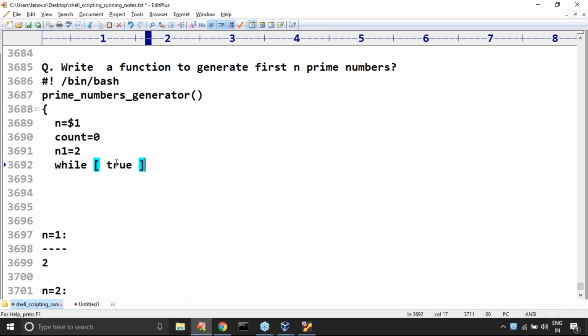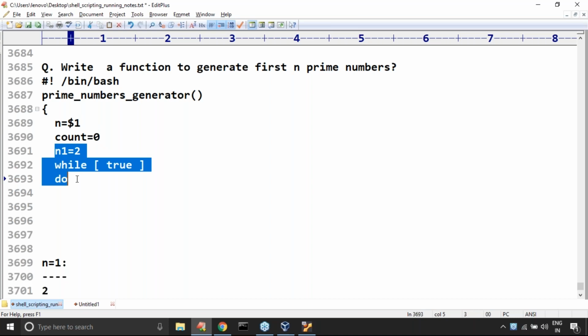I'm taking while true. How many times is this while loop going to execute? Infinite times. Now my requirement is, every time, to check whether the current number is a prime number or not. If it is a prime number, print that number, and then increment the count value.